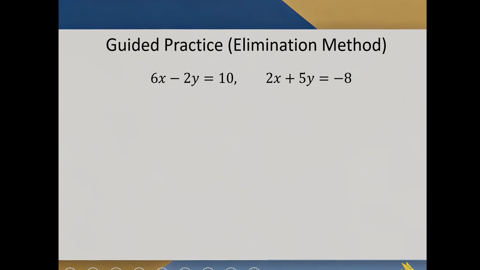Again, have a go yourselves. Make sure you're pausing the video to try these questions out. We are again going to be doing the elimination method. So I've got two equations here. I've got 6x take away 2y is equal to 10, and I've got 2x plus 5y is equal to negative 8. The next thing that I'm going to do is make the same amount of x's or the same amount of y's.